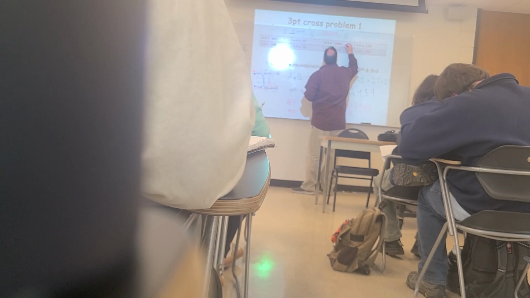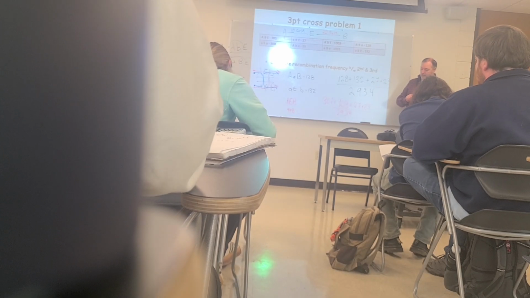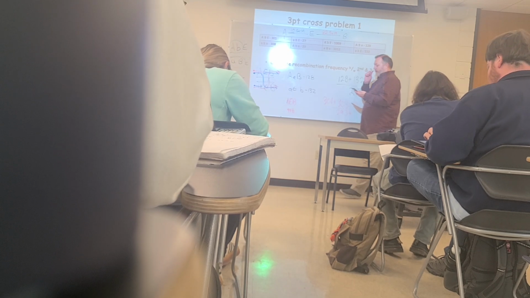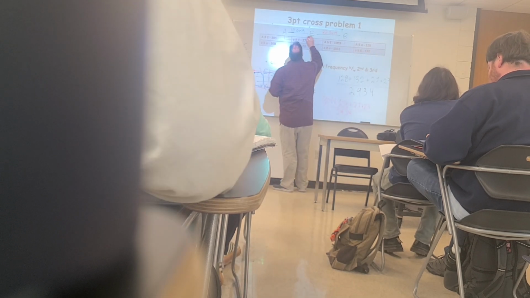Anybody have the answer yet? Well, I got 22.5 centimorgans. And if we want the distance between A and B, we just need to add up those two numbers together, which would be 10.6. 31.32 is on.